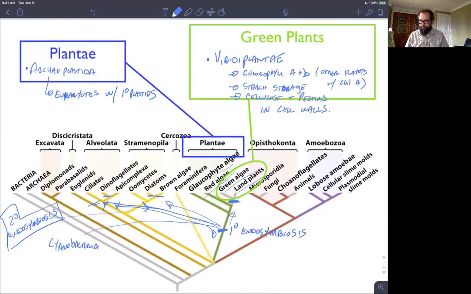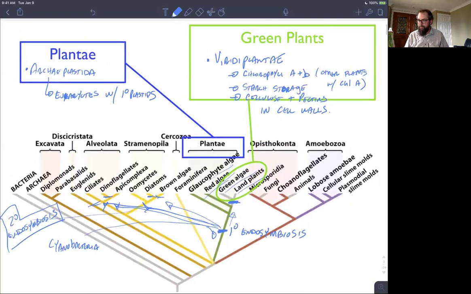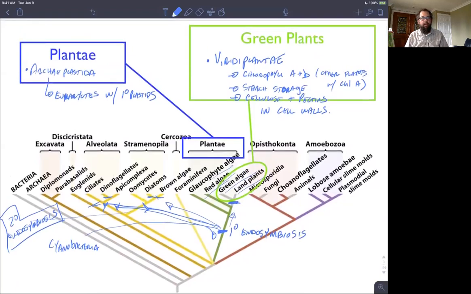So from here on out I'm going to focus on the green algae and land plants, looking at those innovations and that evolutionary transition onto land, and then the diversification into the different plant lineages on land itself. So that's where our focus is going to be.